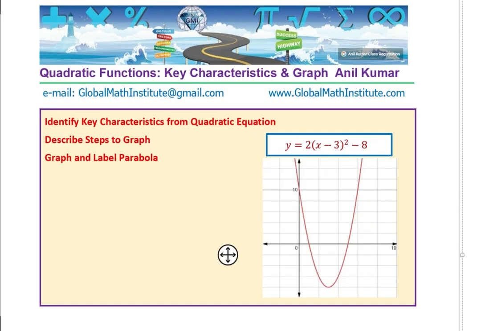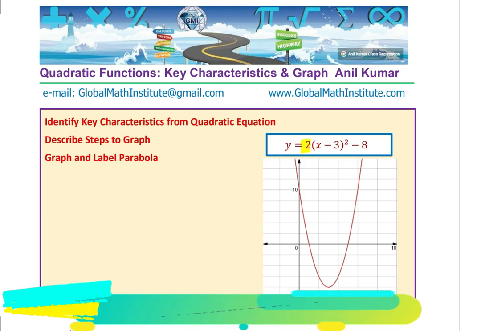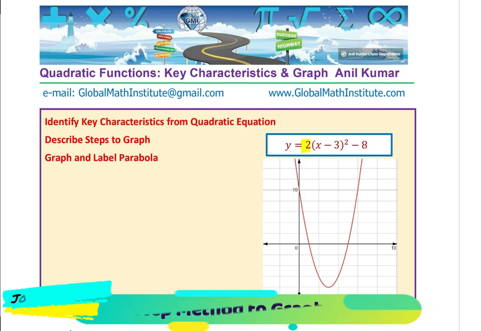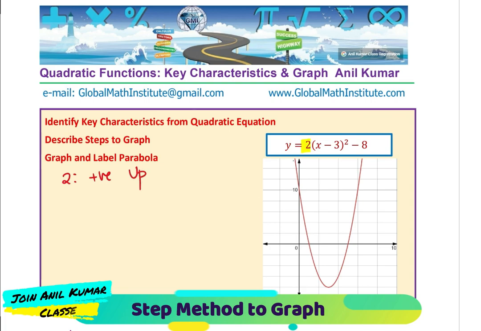Let us summarize. What did we do? So we finally sketched our graph, which looks something like this. Perfect. Now, the equation tells us a couple of things. Let's review that. If you look from left to right, 2. So that number 2 indicates what? It indicates, since it is positive, the graph is moving up. So that is one thing. Second, it is also a stretch.